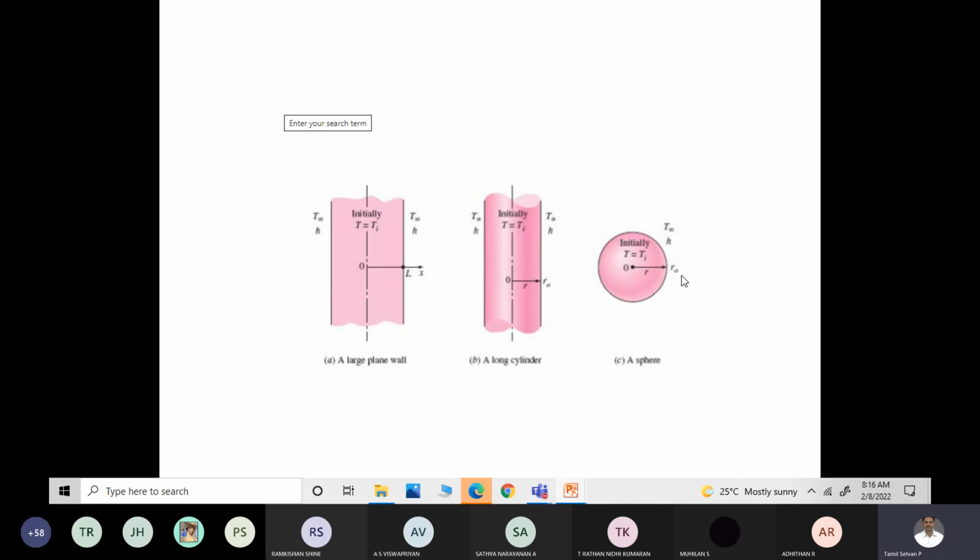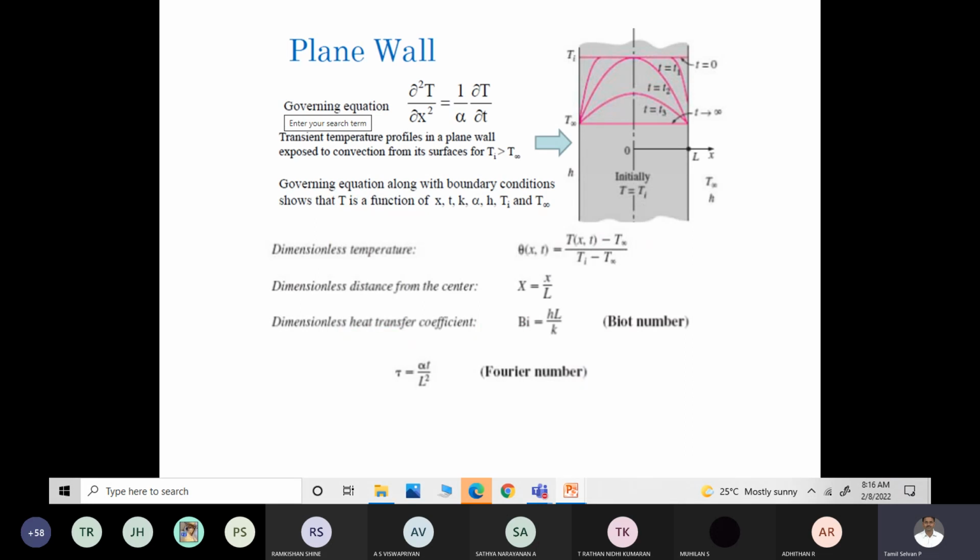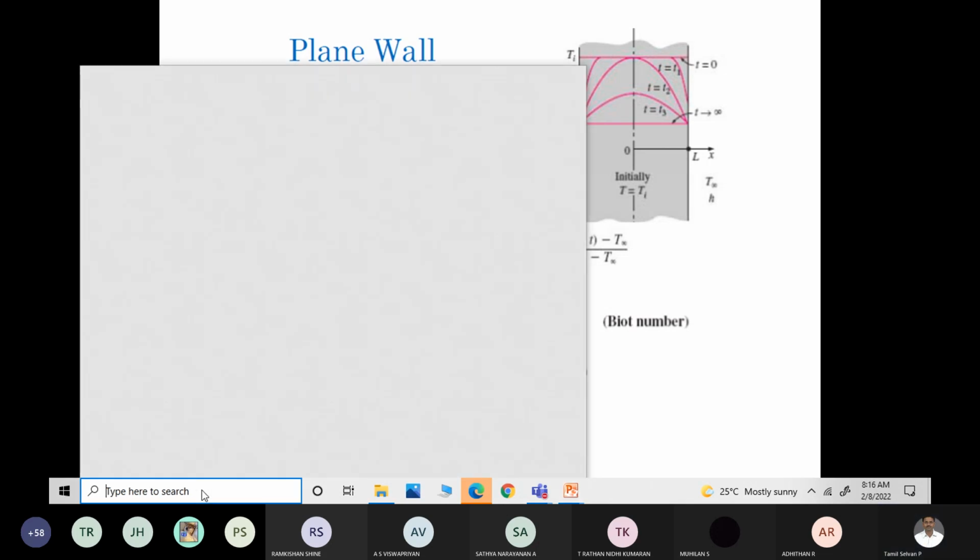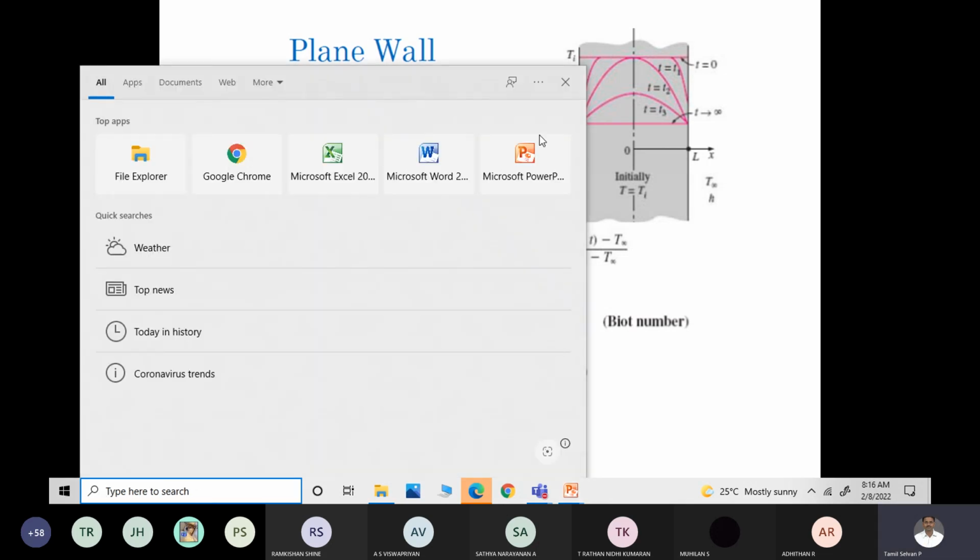Now, when we assume a lumped system, the Biot number is less than 0.1. But in some cases the conductive resistance is almost equal to the convective resistance. In that case the Biot number will be greater than 0.1, or sometimes equal to 1 also. So assume that you have a body like this.